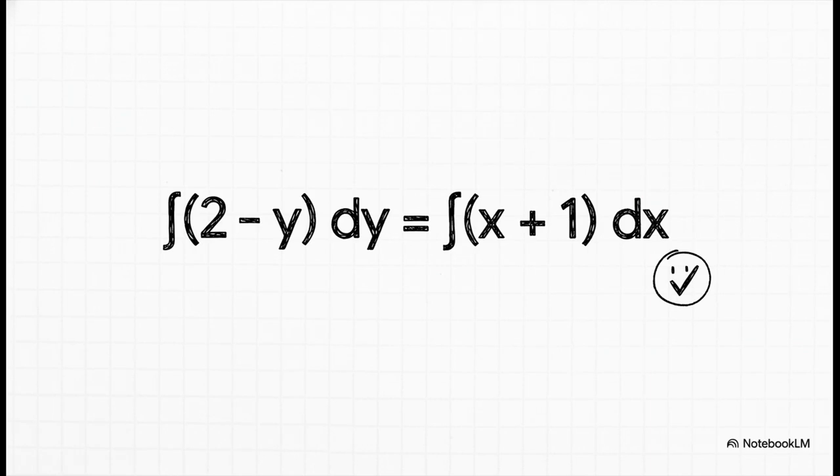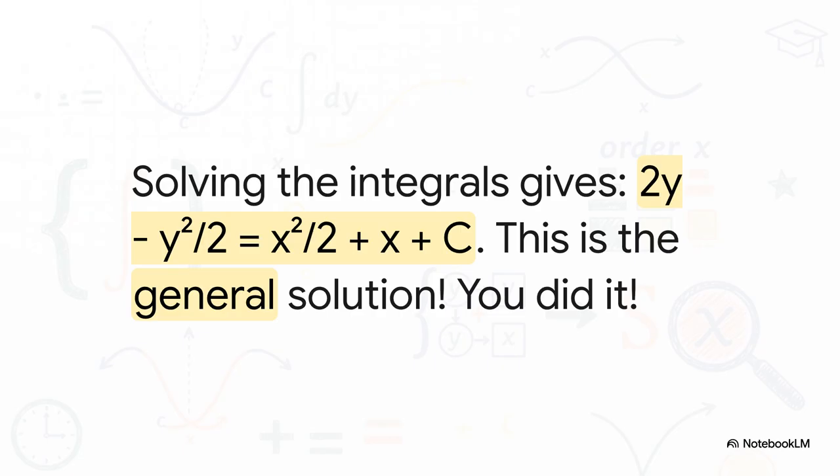Now for step 3, integrate both sides. This should be very easy for all of you. We just put the integration symbol on both sides of our new equation. And now let's solve the integrals. The integral of 2 minus y is 2y minus y squared by 2. The integral of x plus 1 is x squared by 2 plus x. And for our final crucial step, we add the plus c. And that's it. We have found the general solution. The main work is done.